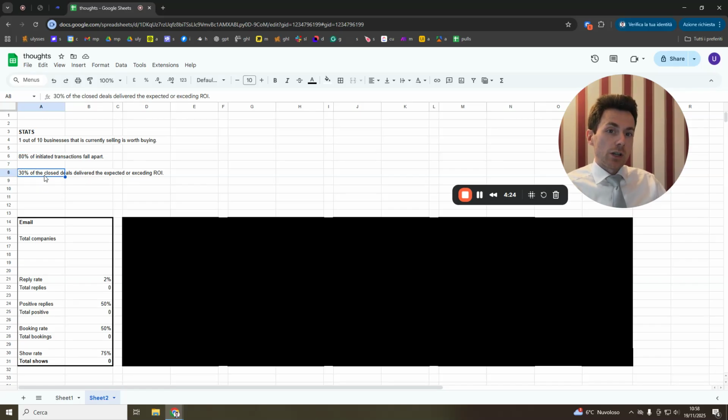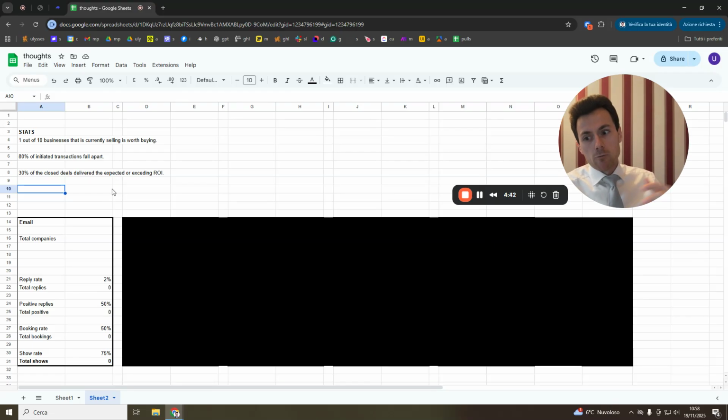Then there's also this concept that 30% of closed deals deliver the expected or exceed the expected ROI. So as a rule of thumb, we can say that 30% of deals that get closed lose money, 30% break even, and 30% make a lot of money. And generally speaking, what we would be looking at is the 30% that makes a lot of money.